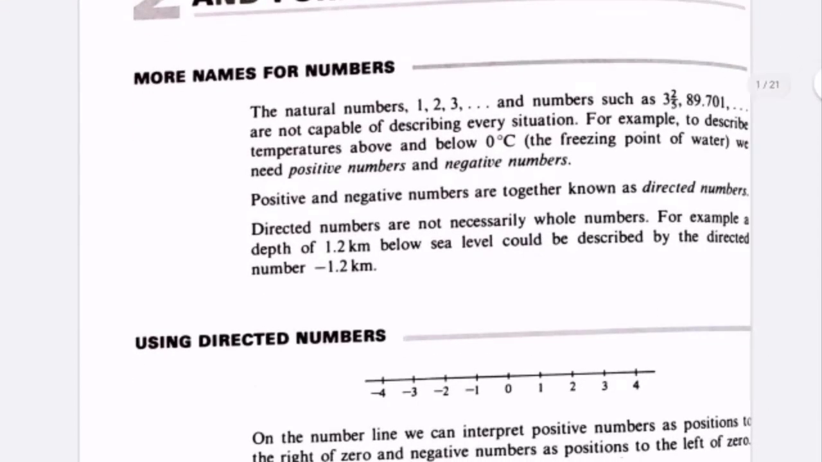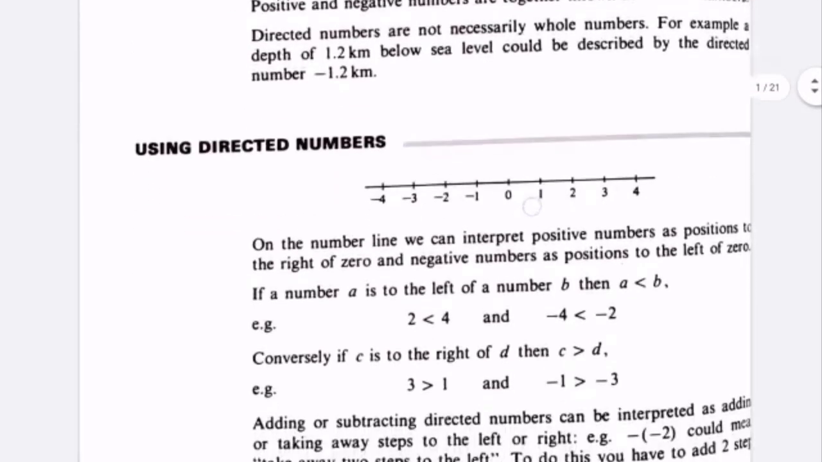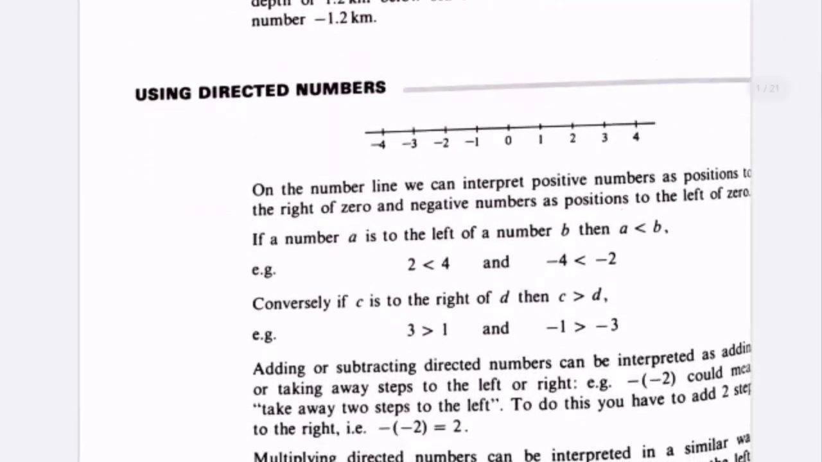These are called directed numbers. Where there are positive and negative numbers, they are called directed numbers. Directed numbers are not necessarily whole numbers. It doesn't mean it will always be a whole number. It can be a decimal, or it can be in the form of a fraction. For example, 1.2 kilometers means 1 complete kilometer and 2 parts out of 10. Then we will come to how we can use directed numbers.